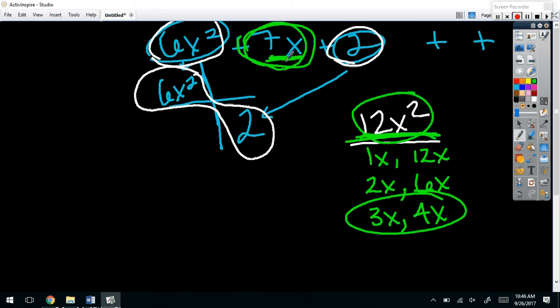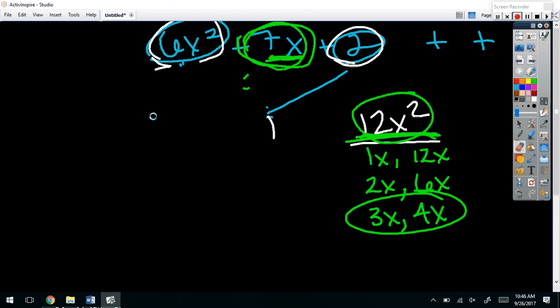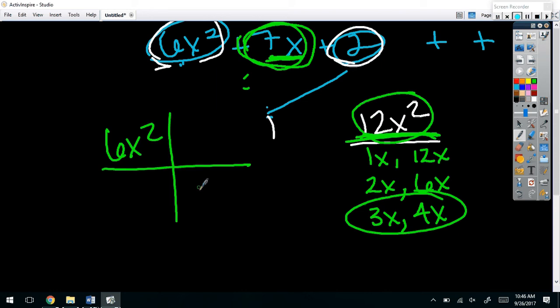These go in the last two boxes. It does not matter which one you put where. I'm going to put 3x and 4x, and I'm going to rewrite this box so I'm down a little bit further and have some room to work. I have 6x squared, 2, 3x, and 4x. The hard work is done. Now it's just a simple matter of finding GCFs, and GCFs are easy.